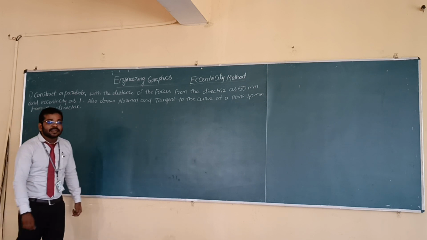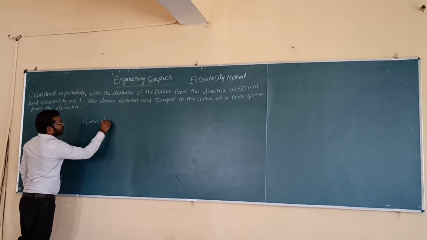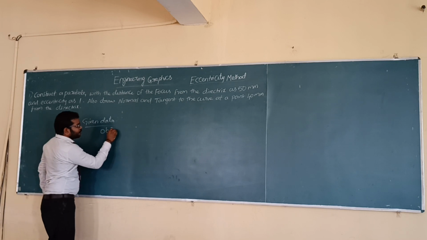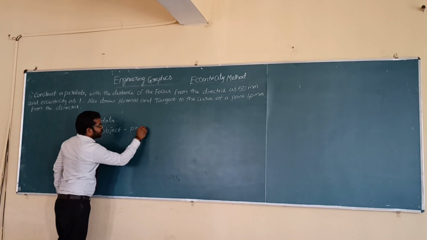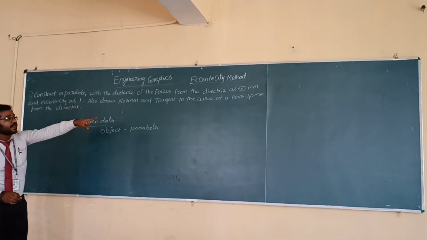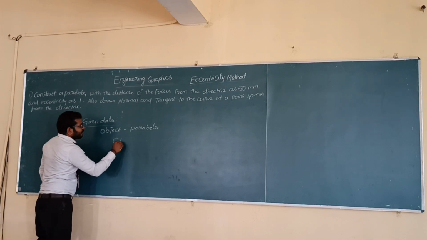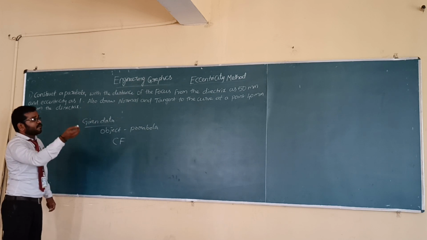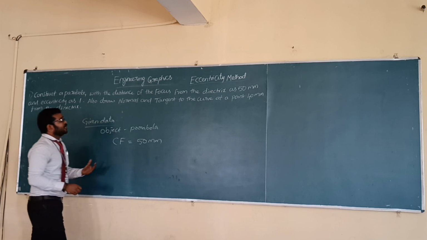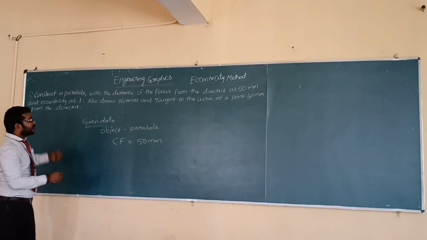Okay, first we can write the given data. The given object is a parabola, and the distance of the focus from the directrix is 50 mm. So CF is the distance of the focus from the directrix. CF is 50 mm, given in the question, and then the normal and tangent to the curve at a point 40 mm from the directrix.